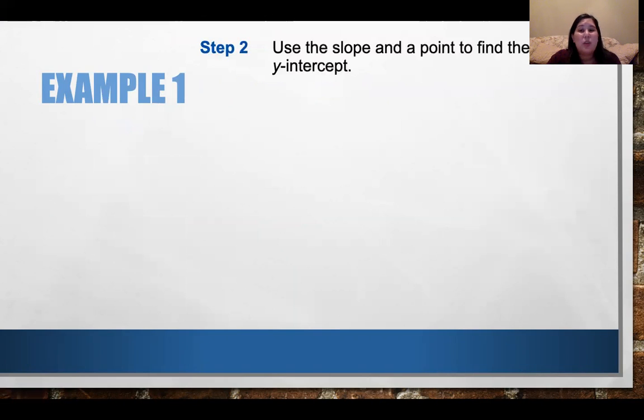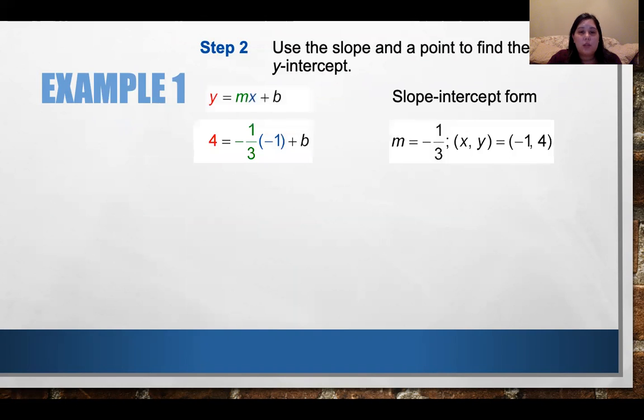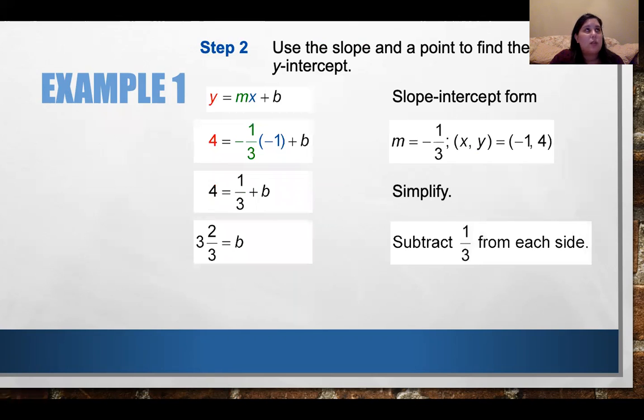We're then going to use the slope and a point on the graph to find the y-intercept. So we're going to use y equals mx plus b, and we're going to substitute in -1 and 4 for x and y, because we do know this is a true point on the graph, so we can substitute them in and solve for our missing variable, which is our y-intercept b. So we're going to get 4 equals 1/3 plus b. So we're going to subtract 1/3 from both sides to get 3 and 2/3. So our y-intercept is 3 and 2/3, or also 11/3.